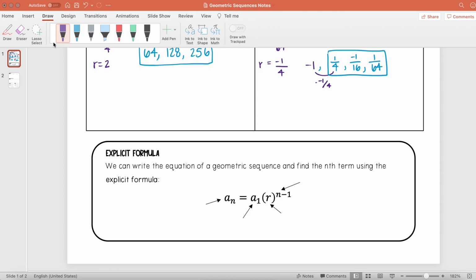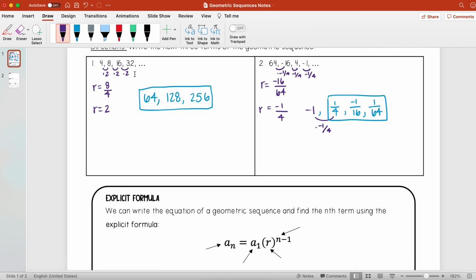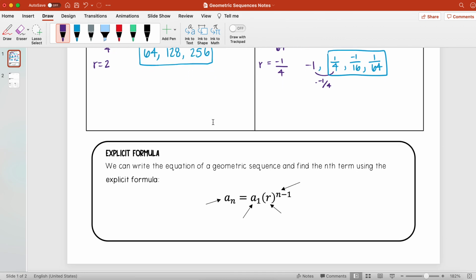So just like we had an explicit formula for arithmetic sequences, we also have an explicit formula for geometric sequences. And we use this formula if we're wanting to find some term that's way off in the sequence. Like if we're wanting to find the 72nd term, we can use this formula to easily find it without having to do what we did in the previous video of multiplying by a certain ratio however many times.